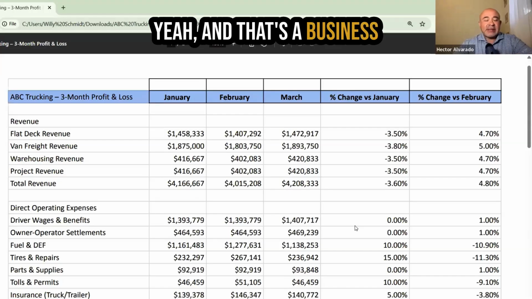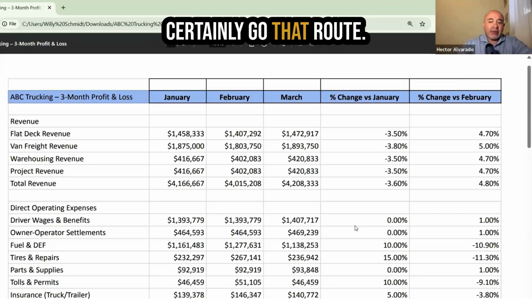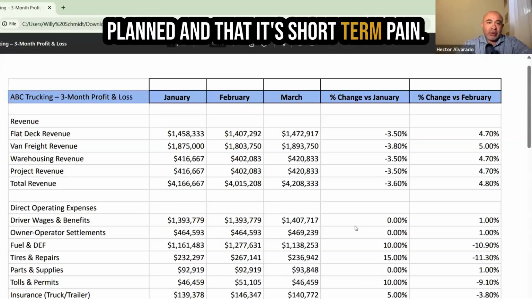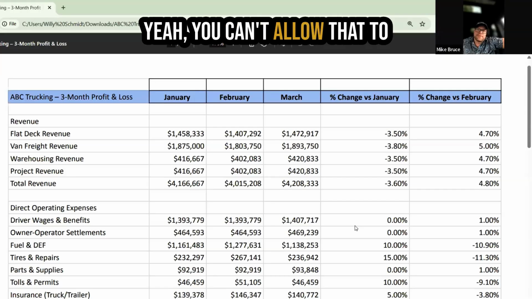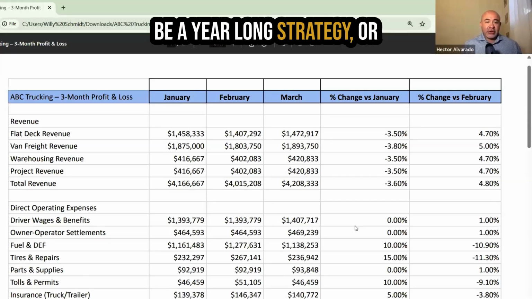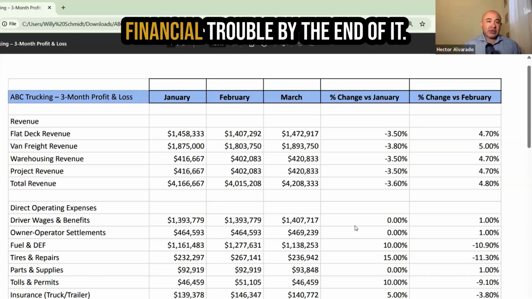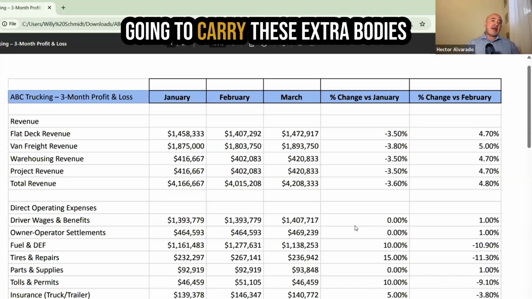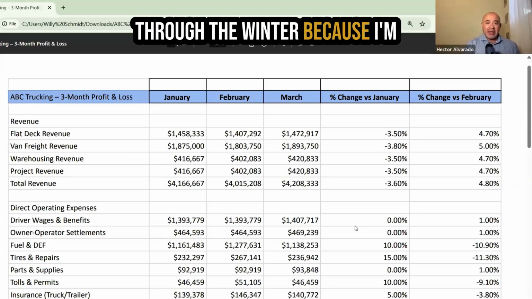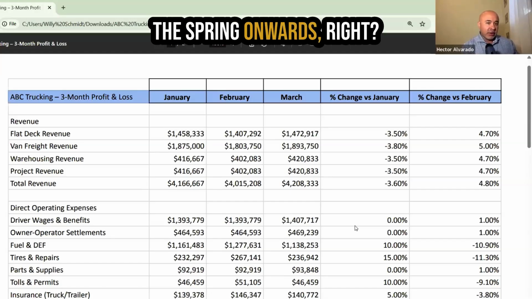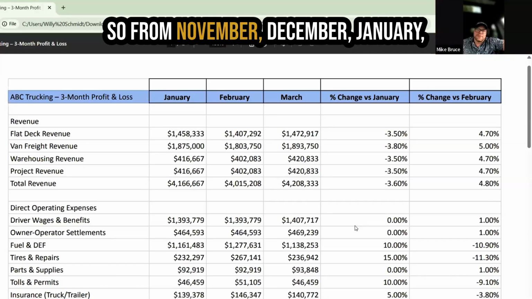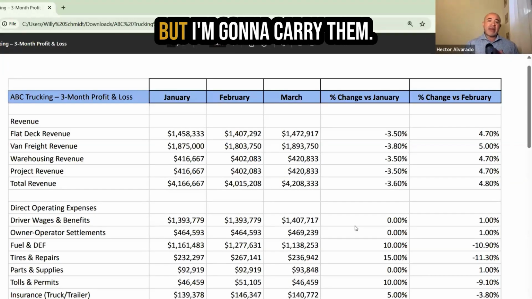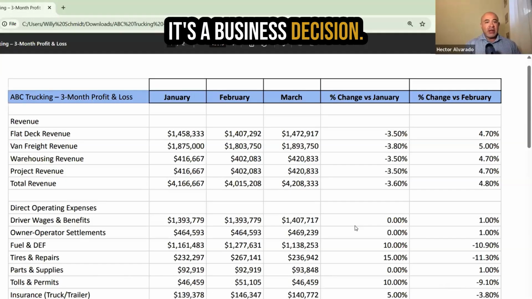Yeah. And that's a business decision, Mike, and you can certainly go that route. You just have to know that it's planned and that it's short-term pain. You can't allow that to be a year-long strategy, or you're going to be in some serious financial trouble by the end of it. But I know organizations that say, I'm going to carry these extra bodies through the winter because I'm going to really need them from the spring onwards. So from November, December, January, I'm going to be extremely overstaffed, but I'm going to carry them. It's a business decision. That's fine.